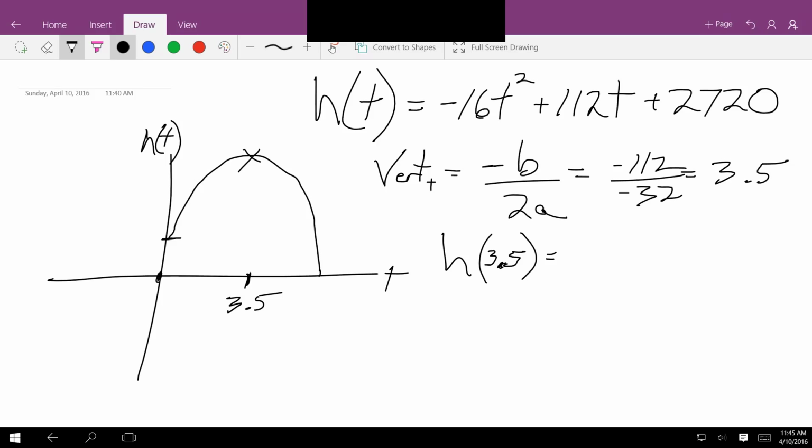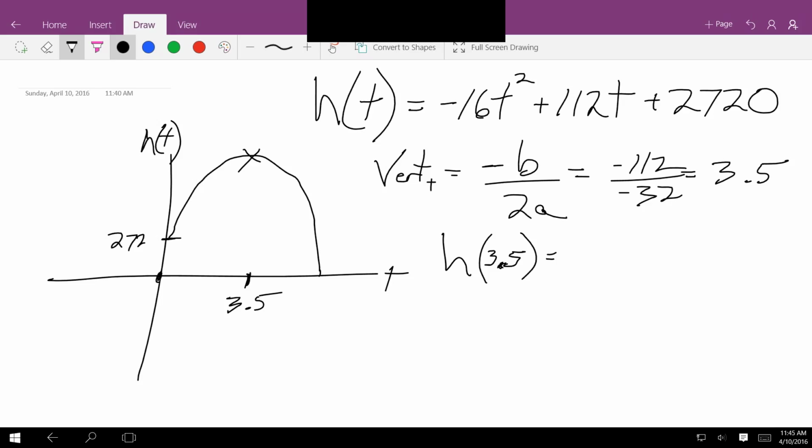Do that calculation. What is that? What do you mean by that? Well, how do I do that? Whenever you stick something in the parentheses, it means that it is to be substituted wherever you find t. Oh, okay. Remember when I did h of 0, I merely substituted 0 for each t, and that got rid of those two terms and left me with 2720.